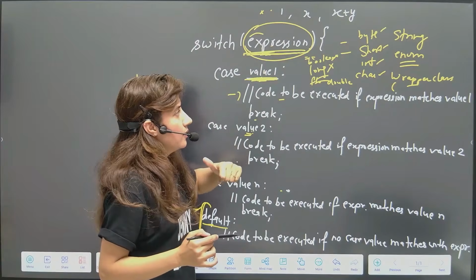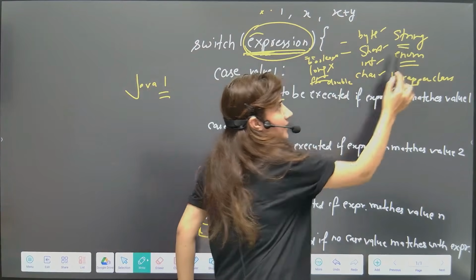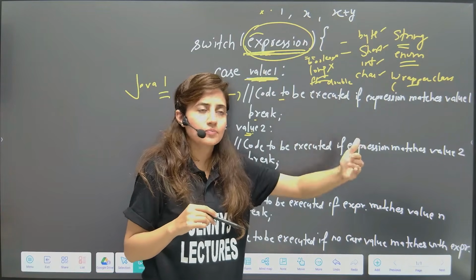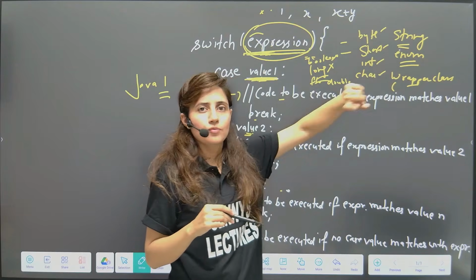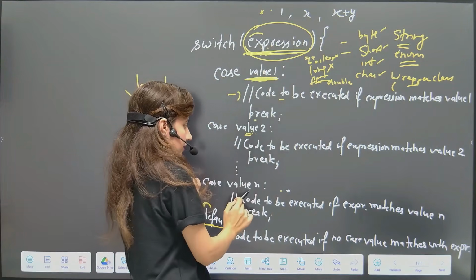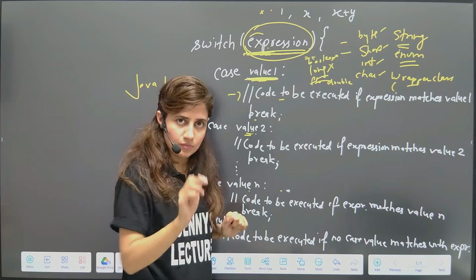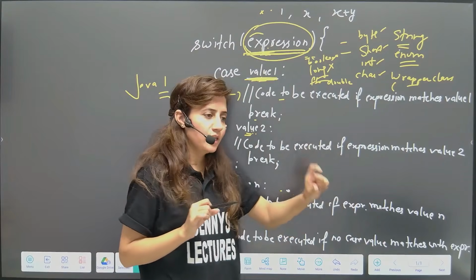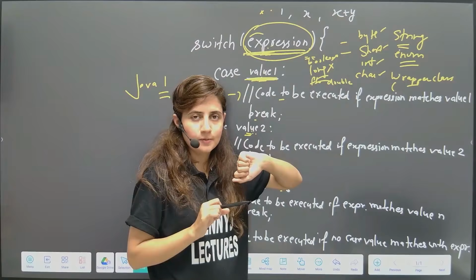One more thing is strings. Before Java 7, strings were not allowed to be used in this expression as well as in the value of the case label. But in Java 7, they added this feature also, so that we can use strings as well, right?